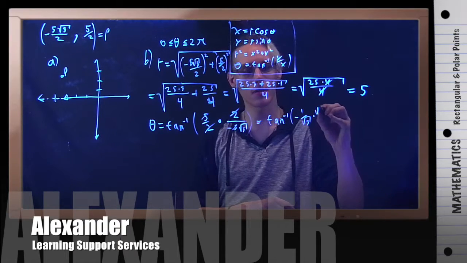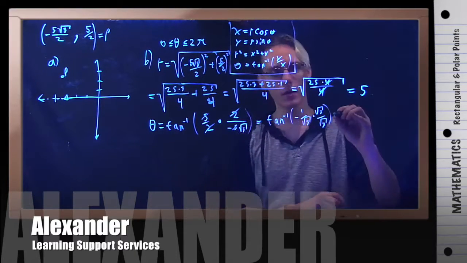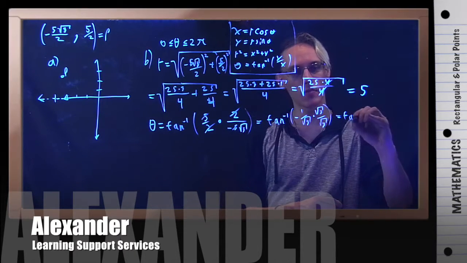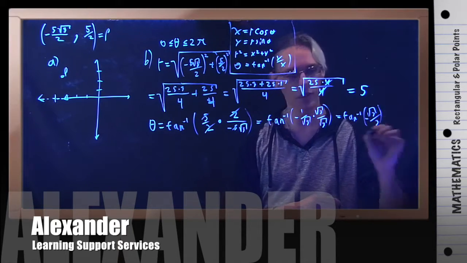I should rationalize this to get root 3 times root 3 up here. So I get tangent inverse of root 3 over 3. Negative. Don't forget the negative.